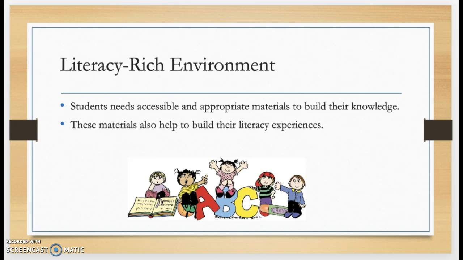We also will talk about what a literacy-rich environment looks like and how we can make those materials within a literacy-rich environment accessible to all of our students. So that will take on different meanings for different groups of students. And we need to have a diverse set of materials to meet the diverse needs of our diverse students.